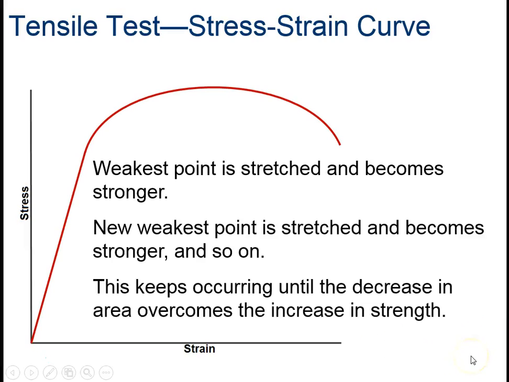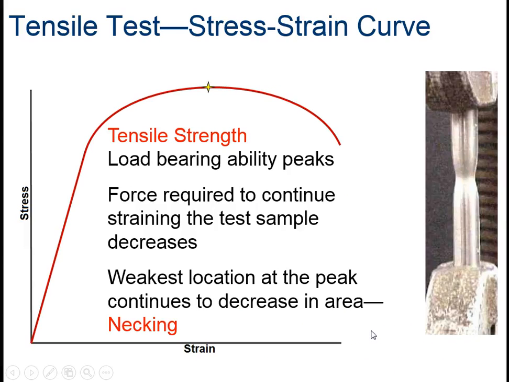The weakest point is stretched and becomes stronger, and so on. Here you can see where it's getting smaller cross-sectional area, and that's the part that was getting stronger. When you hit this point right here, it's the maximum stress, and that gives you the maximum tensile strength. Put this on your graph. And we call this section where it gets narrower necking.